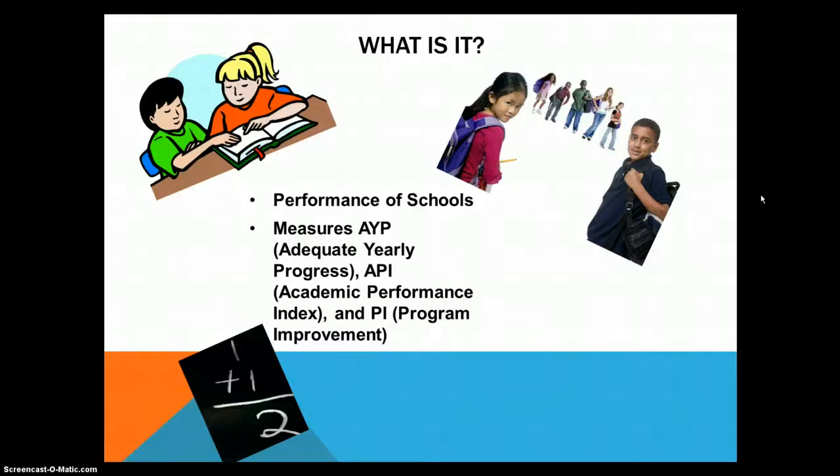Okay, so APR is accountable for three things: AYP, which is adequate yearly progress; API, academic performance index; and PI, program improvement. So basically, APR is like an umbrella under which you have AYP, API, and PI. You see these three things are being measured, and today we'll just focus on AYP and API, but PI does exist there.